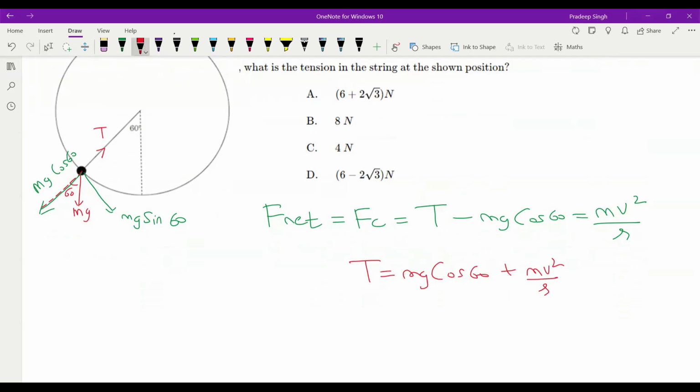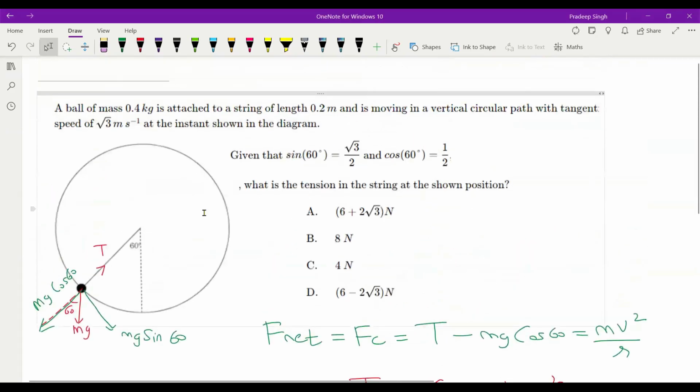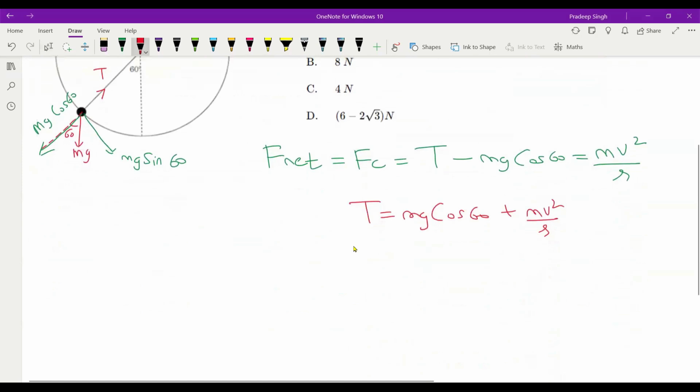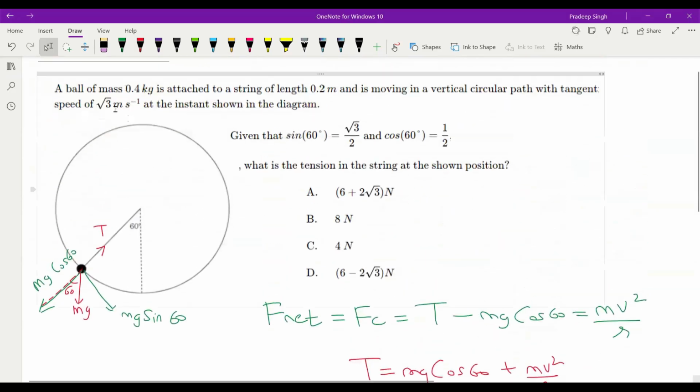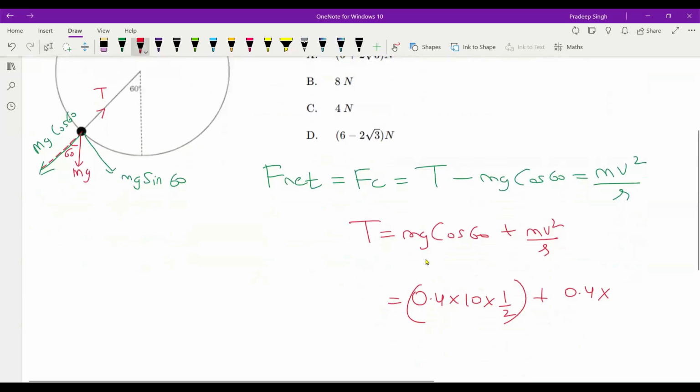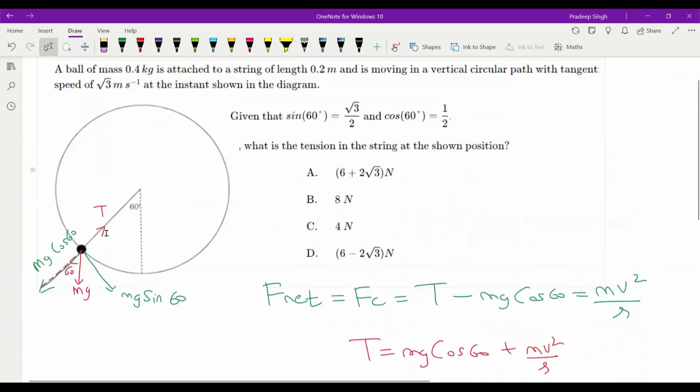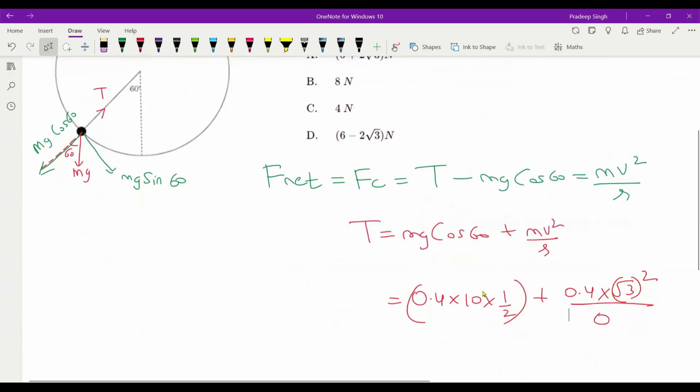Now let us put all the values in. The value for mass is 0.4 kilograms. Let's take g as 10, and cos 60 is half. Plus mass again is 0.4. Now the tangential speed was given in the question. It was root 3 meters per second. So we square the root 3 and divide that by the radius. Now radius of the circle is actually the length of the string, which is given as 0.2 meters.